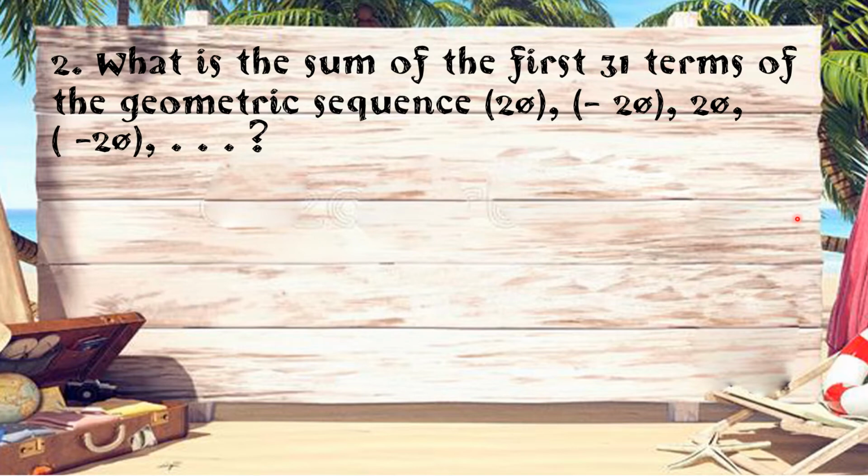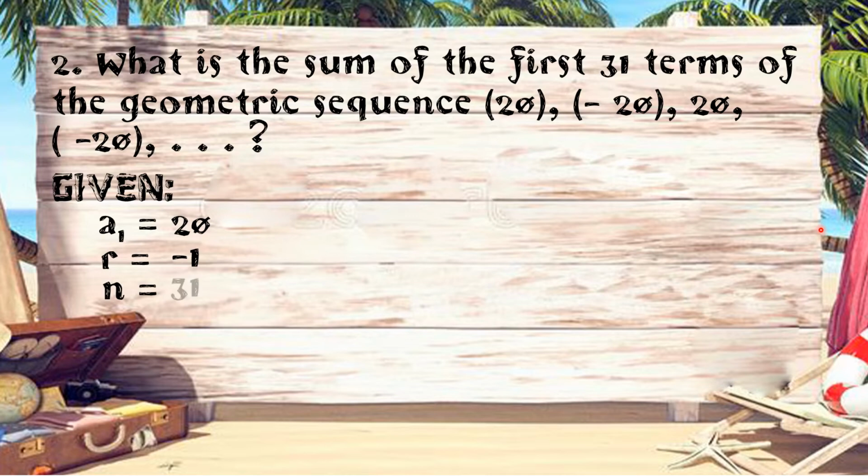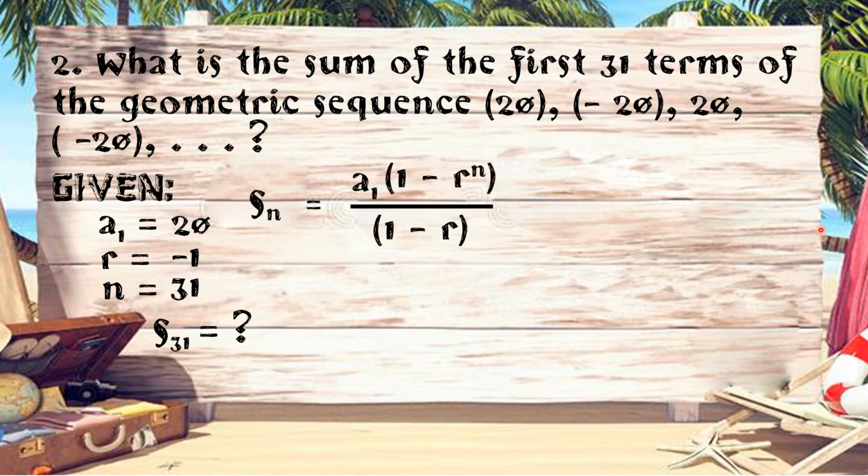So, with the given, we have a sub 1, first term natin is 20. Ratio natin is negative 20 divided by 20, or 20 divided by negative 20. Second term divided by first term is negative 1. And then the number of terms is right now 31 naman. And then we will be looking for S sub 31. With this equation, let us again substitute the values.